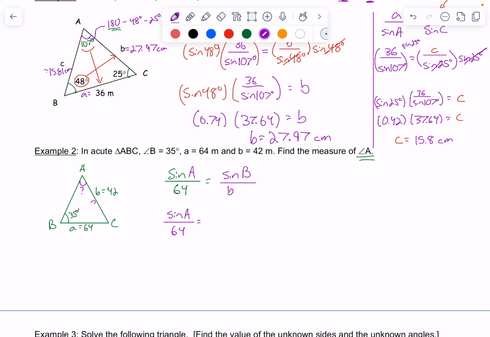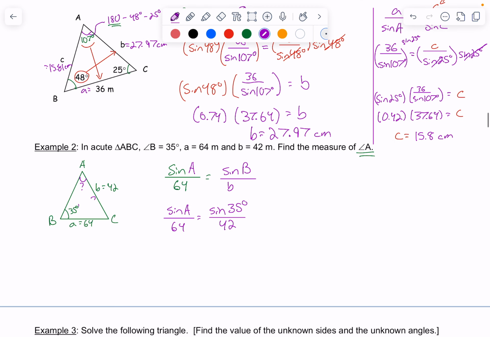And we know sine B, which is sine 35. And we divide that by its side length, 42. So angle A is our only unknown here. So first step is multiply both sides by 64, because that means this 64 and this 64 cancel. And you get sine A is equal to all of this. So that is math just going sine 35, dividing that by 42, and then multiplying that by 64.